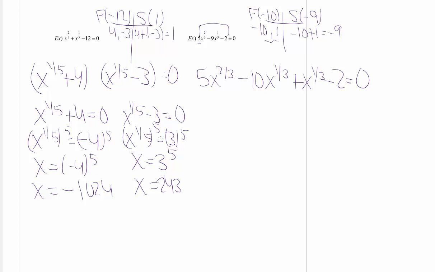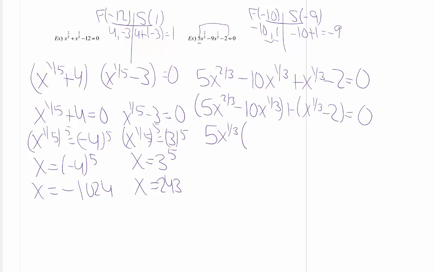So now I have 4 terms. So I'm going to go back to factor by grouping. So what can I take out of the first 2 terms? Certainly a 5, and I can take x to the 1/3. Remember, when I divide, I subtract the powers. So x to the 2/3 divided by x to the 1/3 is x to the 1/3. 10 divided by 5 is 2. Remember, I can always factor out a 1, so it'll be a plus 1 here, and it's still going to be x to the 1/3 minus 2, and of course set equal to 0.